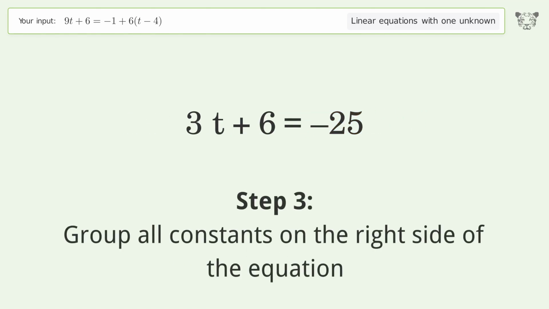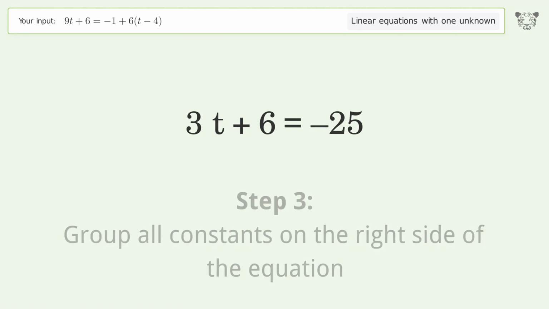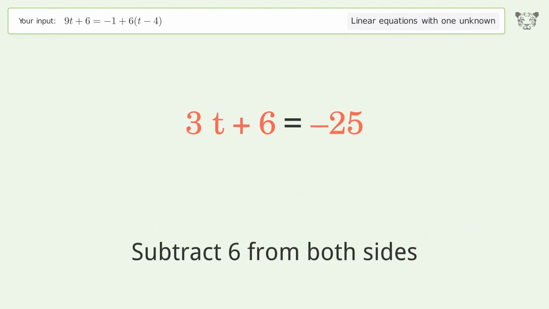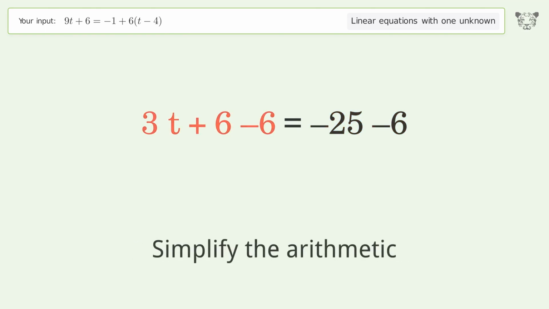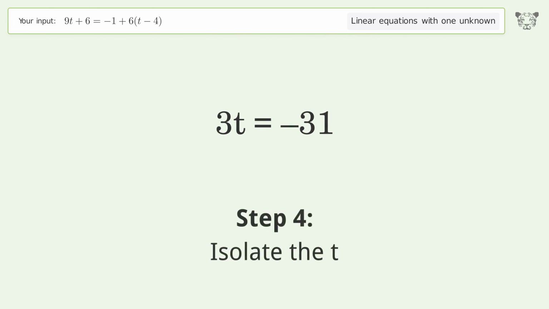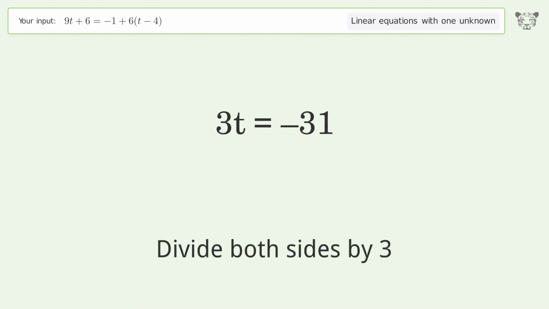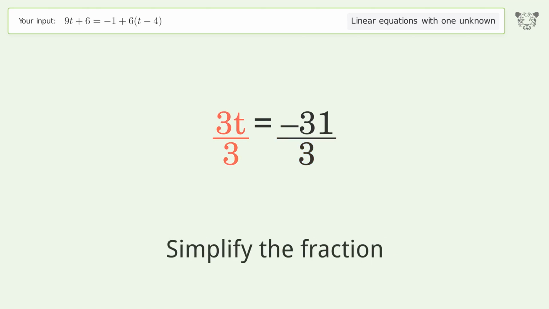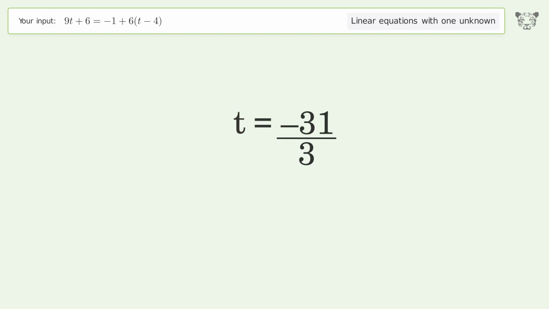Group all constants on the right side of the equation. Subtract 6 from both sides. Simplify the arithmetic. Isolate the t. Divide both sides by 3. Simplify the fraction. And so the final result is t equals -31/3.